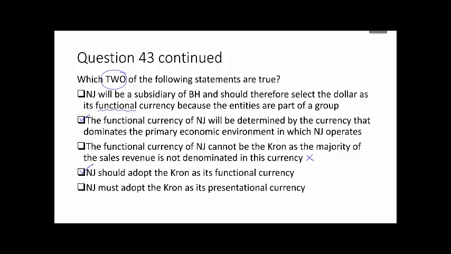And just to double check, the last one is that they must adopt the krone as the presentational currency, which is not true. The functional and presentational currency can be different. In actual fact, if they become a subsidiary of BH, the more realistic choice is that the presentational currency would be the dollar because the parent is preparing their accounts in that currency.